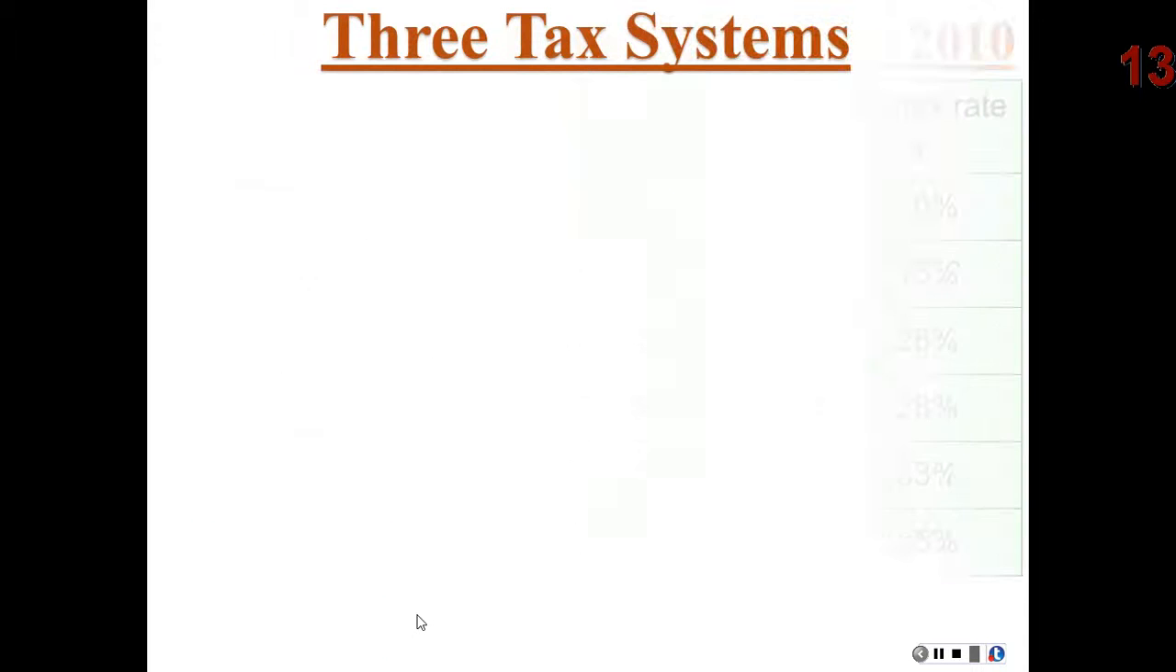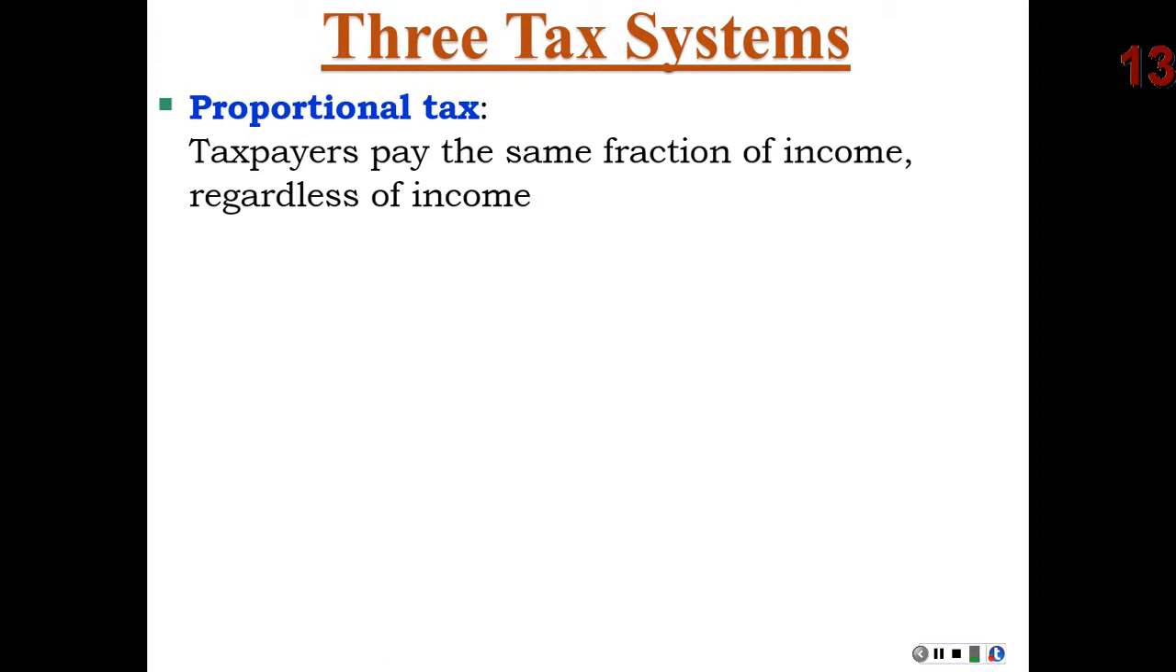Now, there's three types of tax systems we can think about. We can think about a proportional tax system. This is a tax system instituted where taxpayers pay the same fraction of income regardless of income. So you might think about a 10% tax, right? And so, 10% of $10,000 would be $1,000. 10% of $100,000 would be $10,000. But they would both be paying 10%, the same proportion.